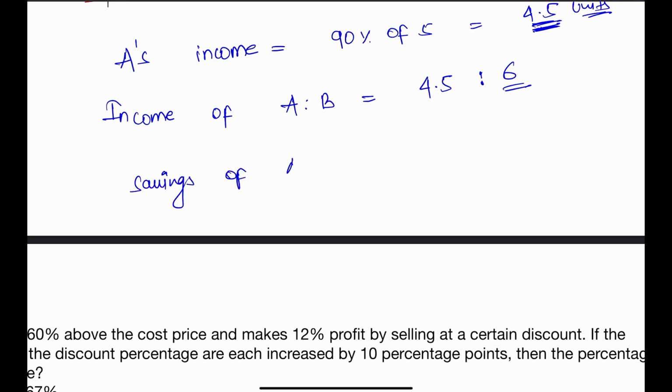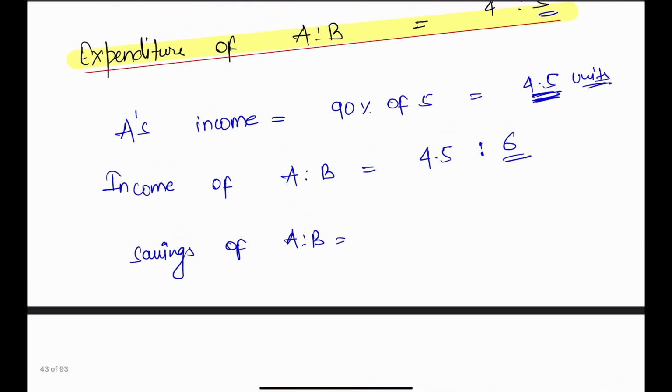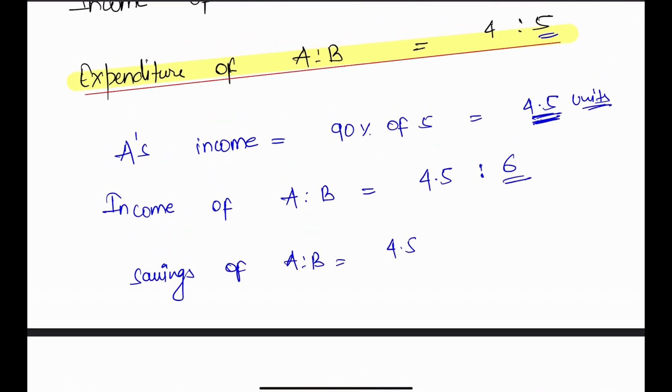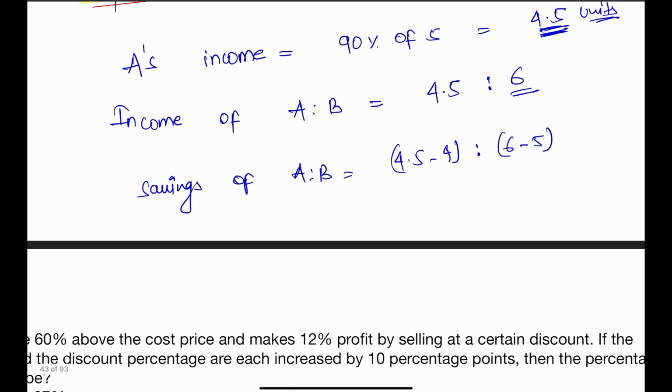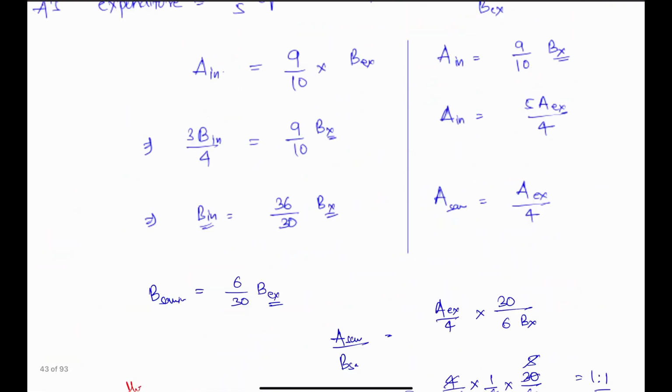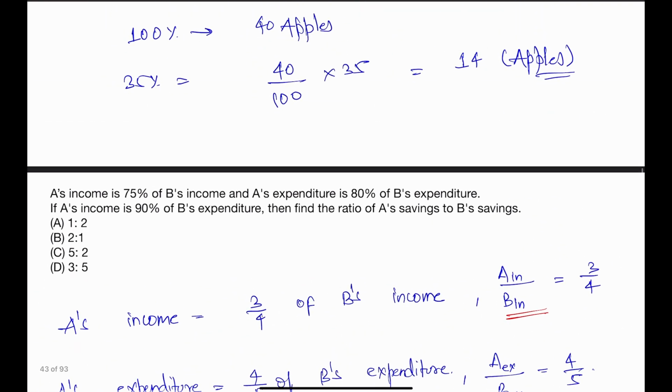Okay, now everything is in the same unit, so my savings of A and B will be income minus expenditure. So my income is 4.5 minus 4, and the ratio of B is 6 minus 5, 1. So how much is it? This is 0.5 is to 1. So it will be 2 is to 1. So is it 2 is to 1? 2 is to 1. So in the option it is there.